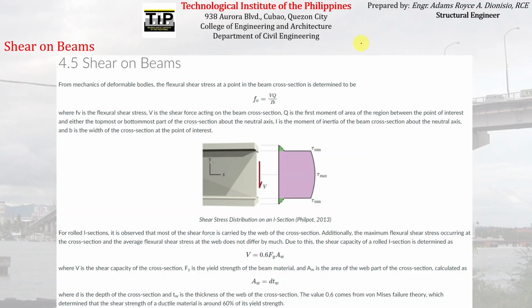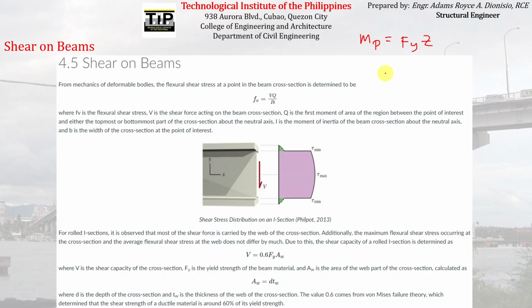We have found out that the maximum moment that a flexural member can withstand, given a certain magnitude of transverse loading, is just equal to the plastic moment, which is just the product of the yield stress and the plastic modulus. Okay, so you have to take note that a beam doesn't experience only flexural stresses.